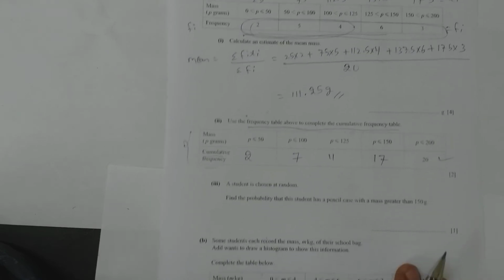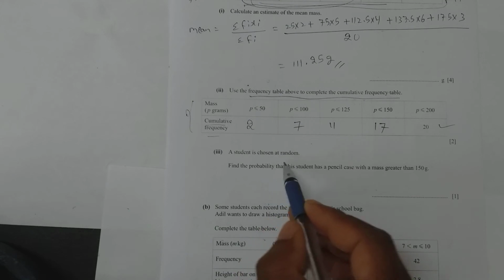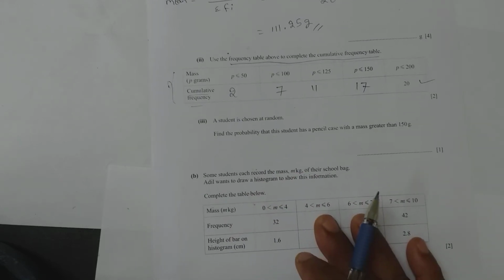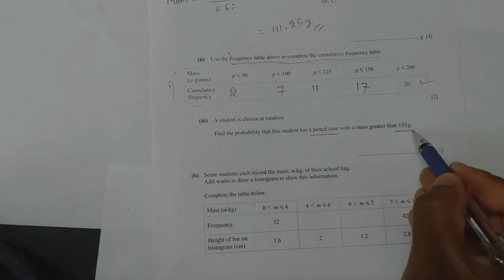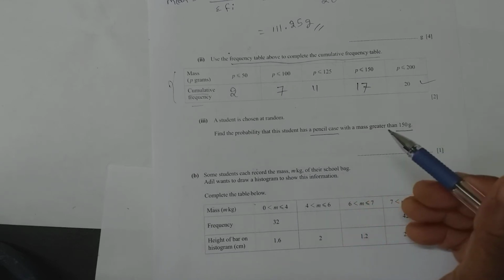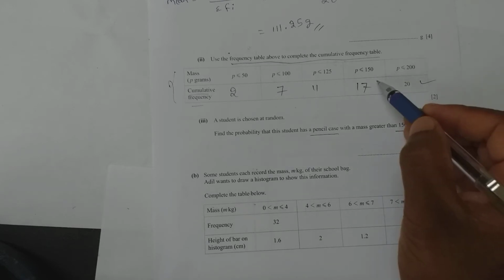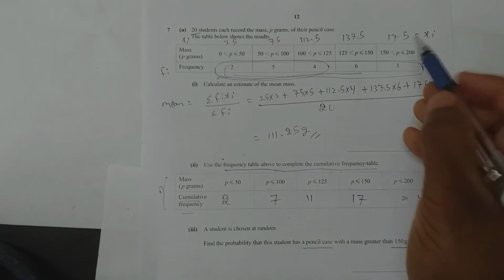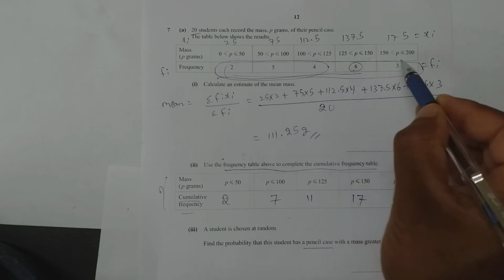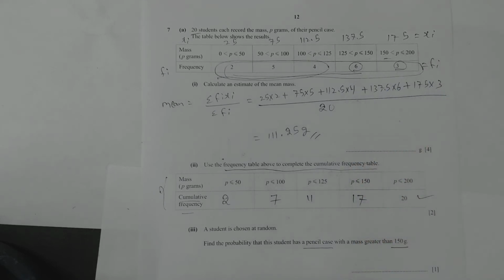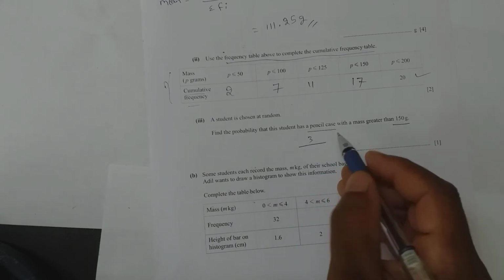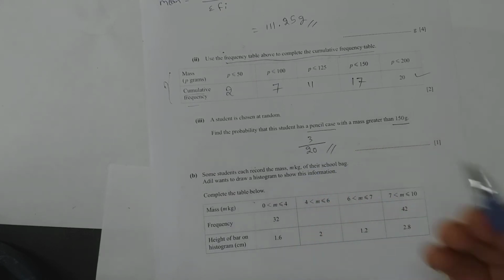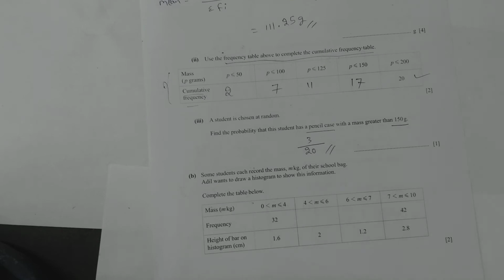Okay. Now next. A student is chosen at random. Find the probability that a student has a pencil case with a mass greater than 150. So how many students are there greater than 150? Only 3. From here I can say less than 150 are 6, greater than 150 are only 3. So 3 over the total, how many are there? 20. So this is the probability. Now next one.